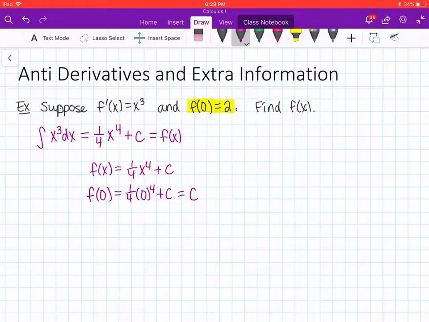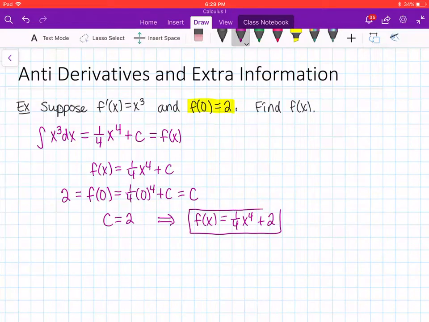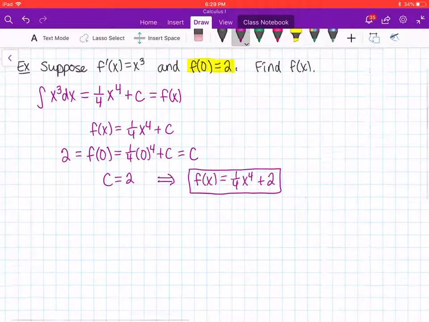However, we also know that f of 0 equals 2. So then, if you look at the equalities, we get c equals 2. And that implies that our original function was 1/4 x to the 4th plus, instead of c, we're going to put 2. And there we go. There's our original function.